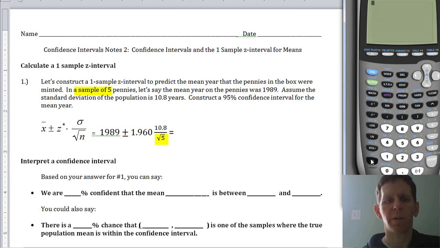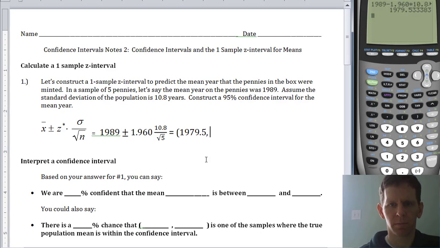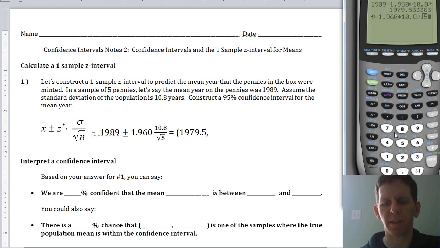When you type this in your calculator, I'm going to start with typing in the equation with a minus sign first, and we get 1979.5. And then if you hit second enter on your calculator and replace the minus sign with a plus sign, you'll get the other number on the other end of our interval. And that number is 1998.5.